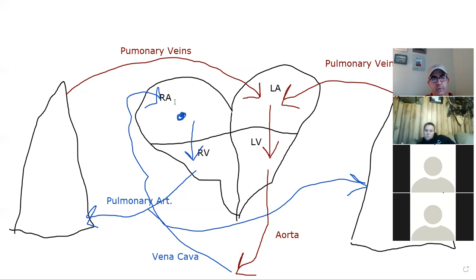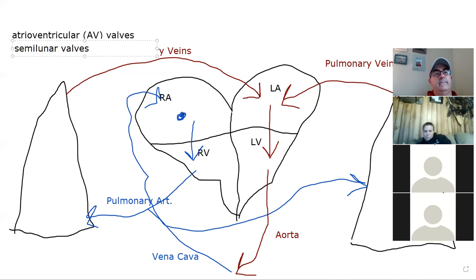In addition to this, there's one more thing that I want to add. We have valves. There are 4 sets of valves in the heart. There are atrioventricular valves. We just normally call them AV valves. And there are semilunar valves.